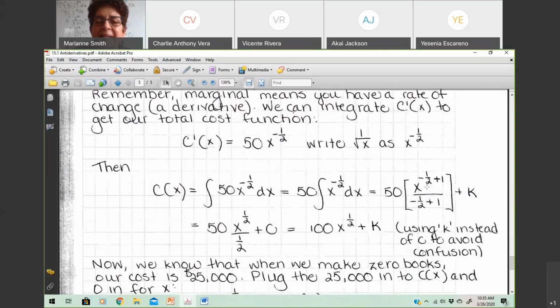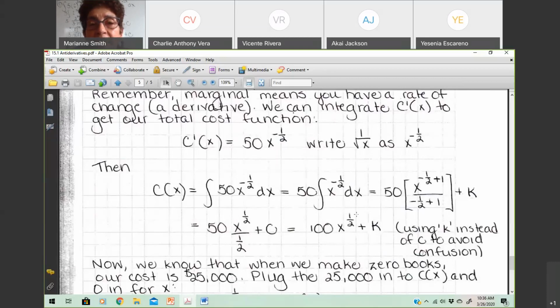All right, let's clean this up a little. Okay, I have a 50 on the outside. Negative 1/2 plus 1 whole is positive 1/2. Same thing in the denominator, okay? Dividing by 1/2 is the same as multiplying by 2. So 50 times 2 is 100. 100 x to the 1/2 plus k. This is the final antiderivative.